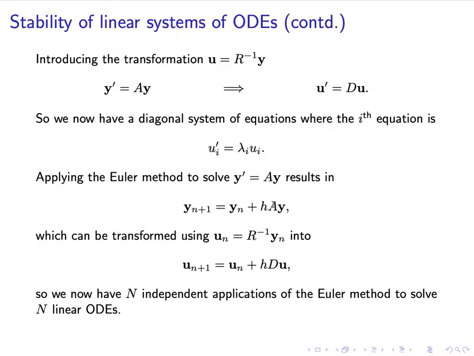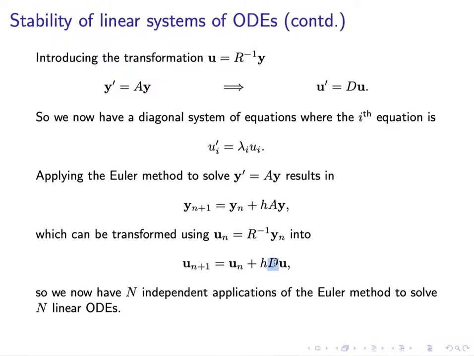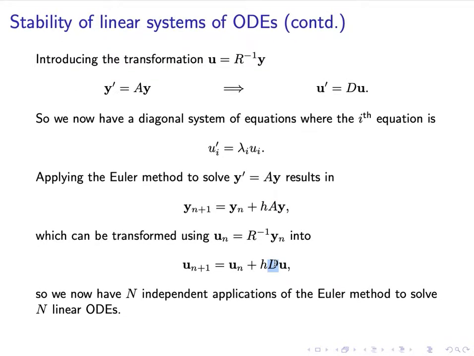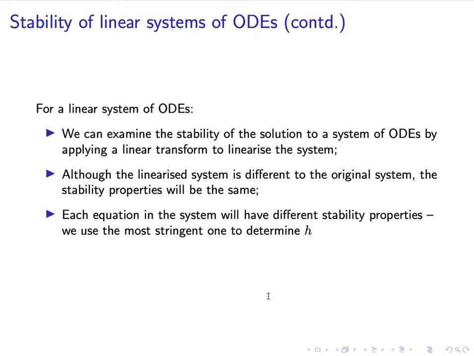So remember, it's very similar: instead of A we have D. Now D is a diagonal matrix of eigenvalues. So we have n independent applications of the Euler method which solves n linear ODEs. Okay, so let's just summarize that.